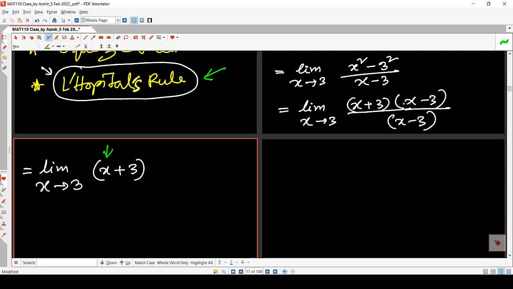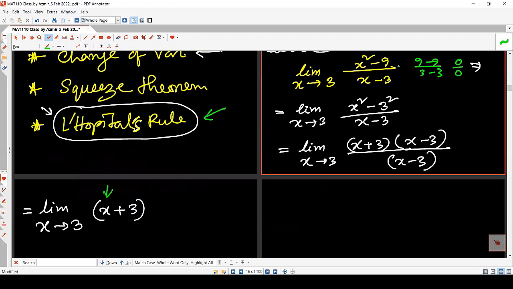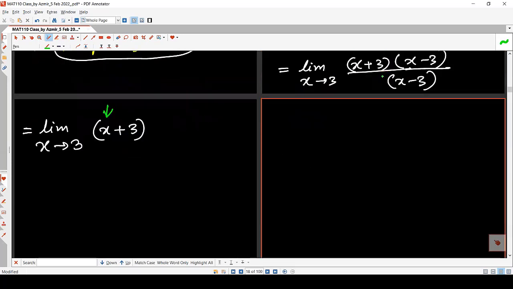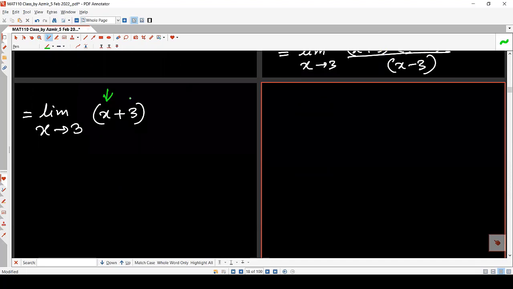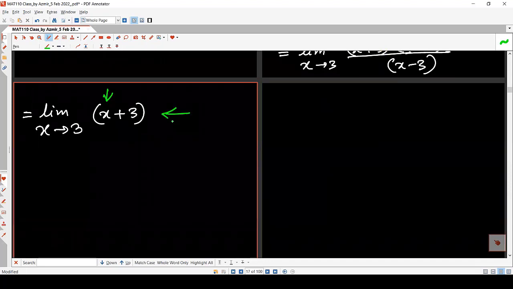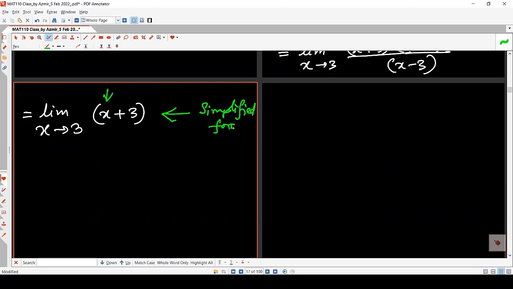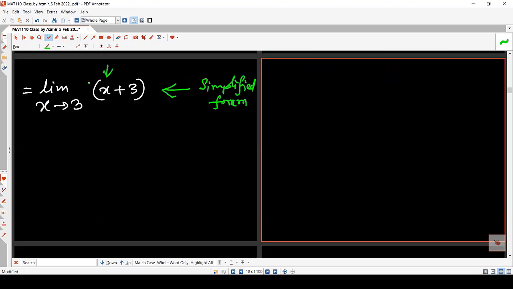So you can see that at first we have x squared minus 9 divided by x minus 3, but after doing some algebraic calculations, we have found a simplified form of the given function. So that is the target. So to compute any complicated limits, at first, our first target should be to reduce or simplify the given function as much as we can.